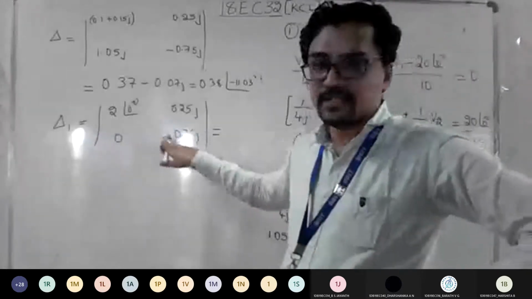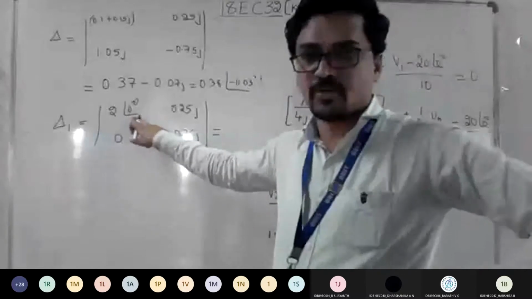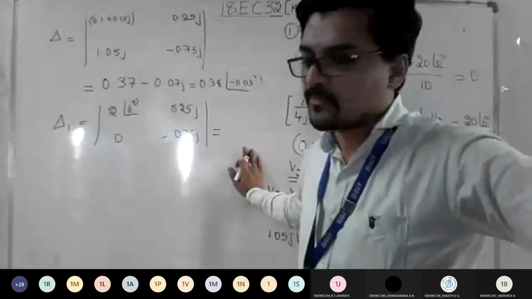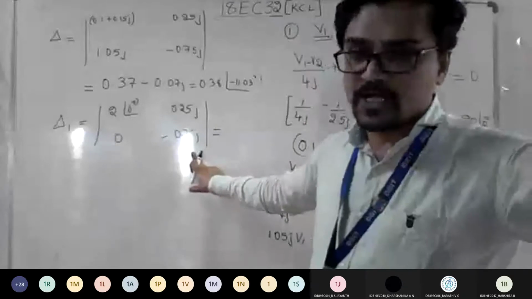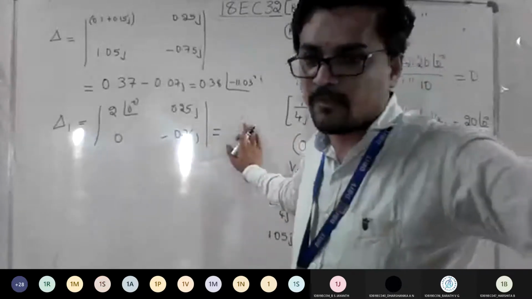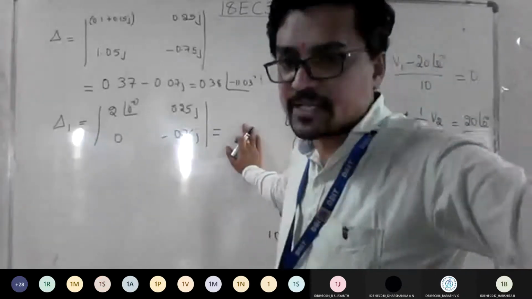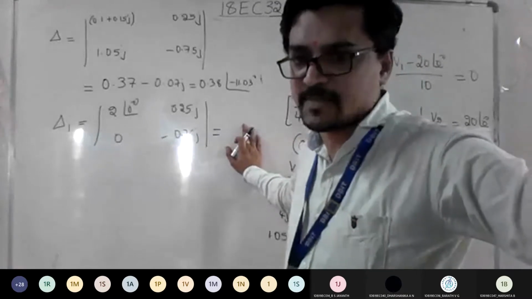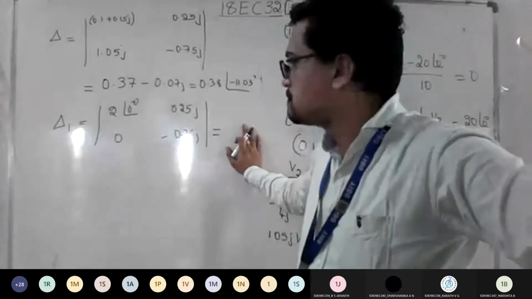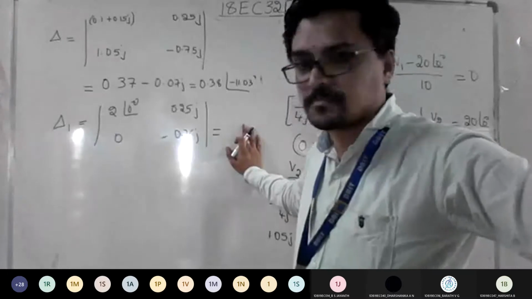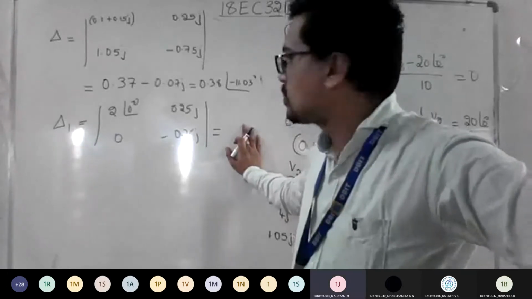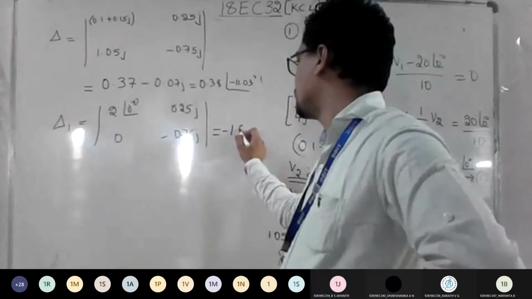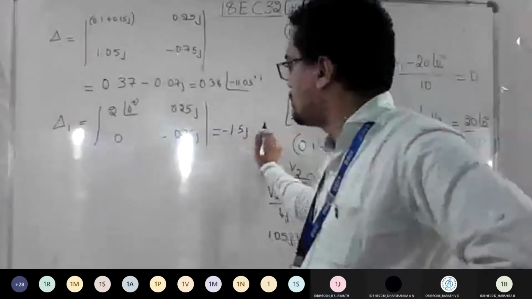So you need to multiply this, meaning convert this angle 0 to rectangular form, so it will be easy for you to do the multiplication. Or you should convert this 0.75 to polar form. We know multiplication and division are possible in polar form, and addition and subtraction are possible in rectangular form. Sir, we get minus 1.5j.